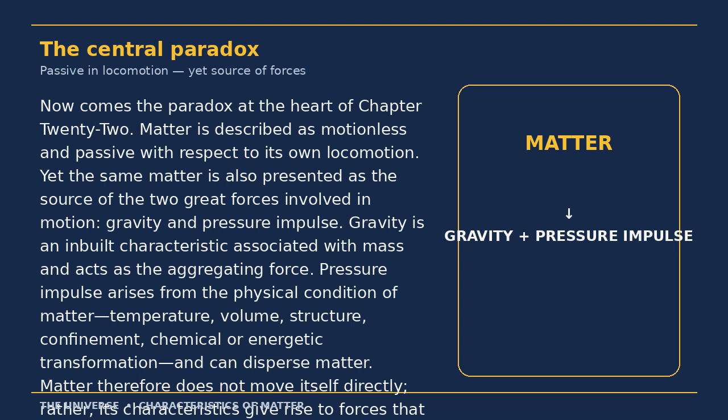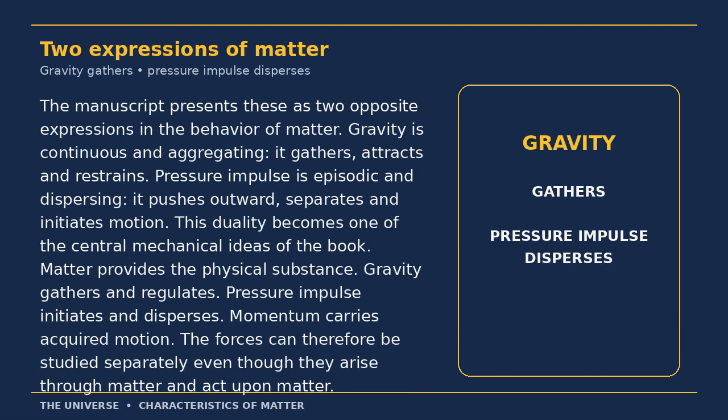The manuscript presents these as two opposite expressions in the behavior of matter. Gravity is continuous and aggregating. It gathers, attracts and restrains. Pressure impulse is episodic and dispersing. It pushes outward, separates and initiates motion. This duality becomes one of the central mechanical ideas of the book. Matter provides the physical substance. Gravity gathers and regulates. Pressure impulse initiates and disperses. Momentum carries acquired motion. The forces can therefore be studied separately even though they arise through matter and act upon matter.